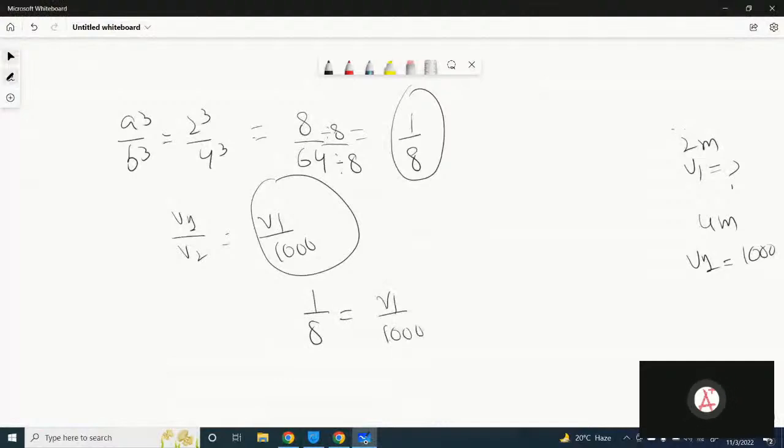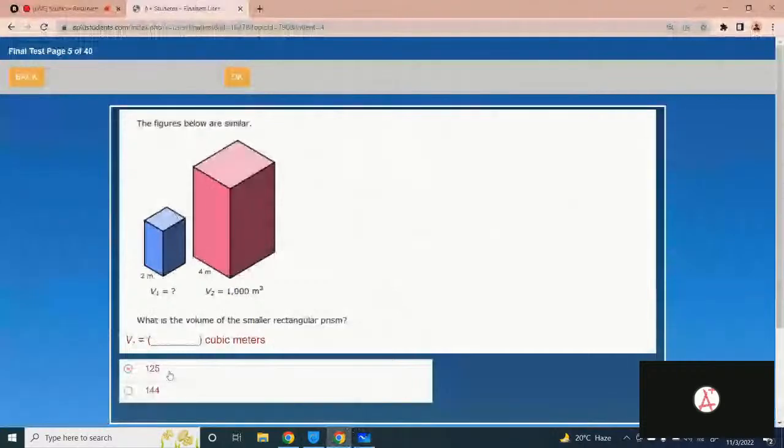Just cross multiply, so it would be 1000 equals 8 times V1. Divide both sides by 8, so V1 equals 125. So the correct option is 125. Just select the correct option, then click on the OK button.